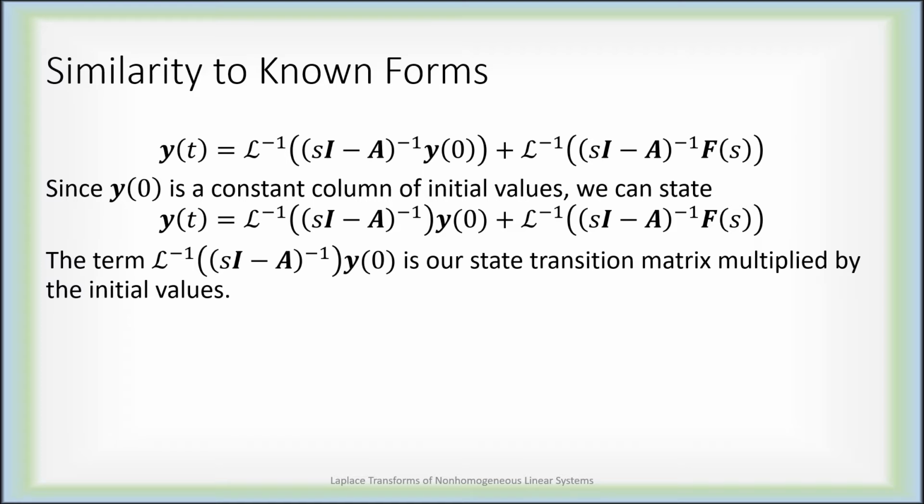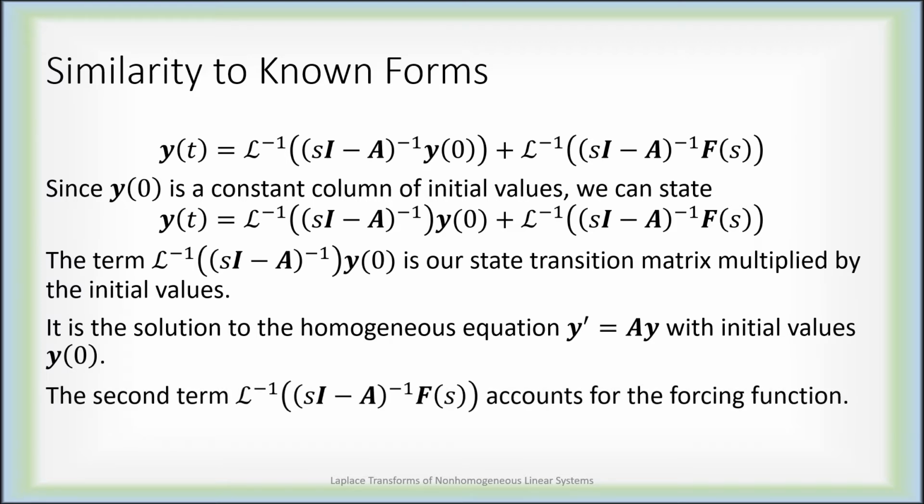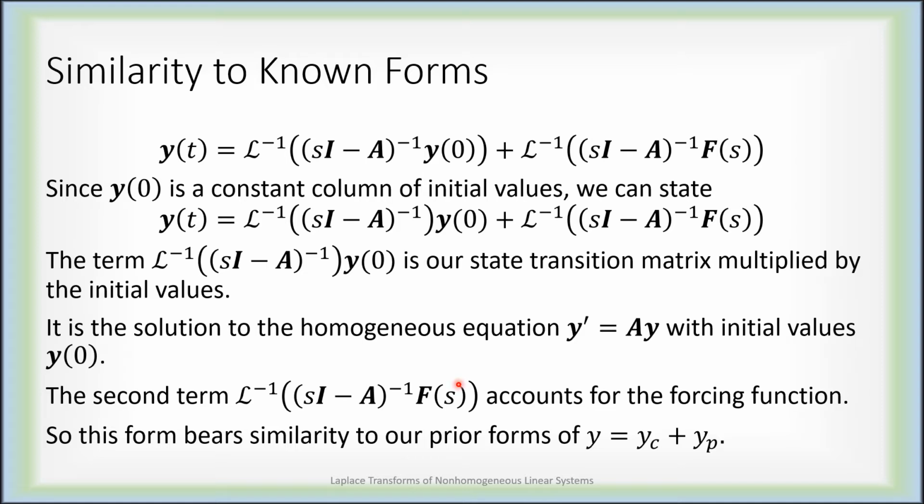Now that first term is the state transition matrix multiplied by the initial values. It's the solution to the homogeneous equation y prime equals Ay. That other term, the inverse Laplace transform of the resolvent matrix times capital F of s, now accounts for the forcing function little f of t. Therefore, what we have is something that looks like what we've done before, where the general solution to a differential equation was given by the general solution to the homogeneous differential equation plus one particular solution to the non-homogeneous equation. And that's kind of what we have here. A general solution to the homogeneous linear system plus something that accounts for the forcing function, little f of t.